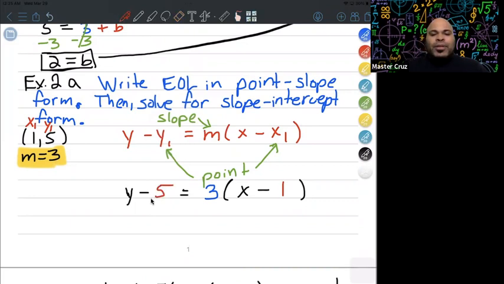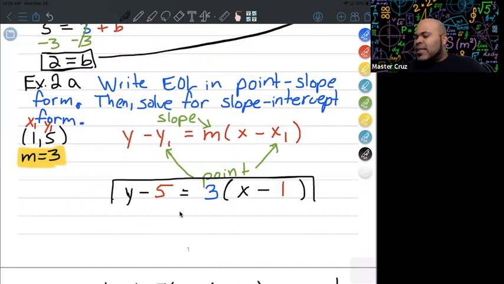Now, when I read this, it doesn't say y plus 5. It says y minus 5. So y minus 5 equals 3 open parentheses x minus 1. So although the x here is positive, when I look at it here, it says x minus 1. It will always be the opposite. If this is y positive 5, it is going to be y minus 5. It will always be the opposite. And I'll give you one more example in a second so that you can see what we're talking about. But that's it. That is the equation of a line in point slope form.